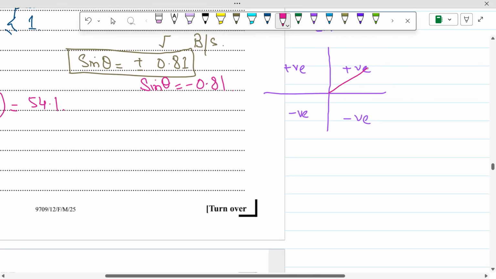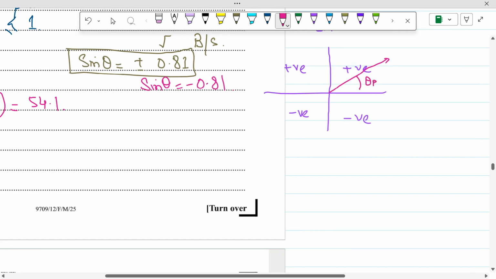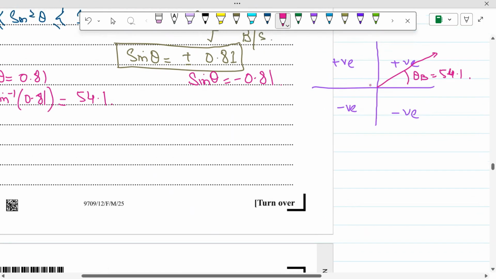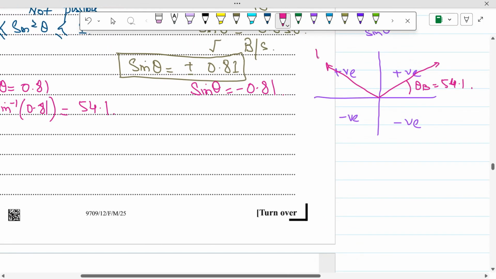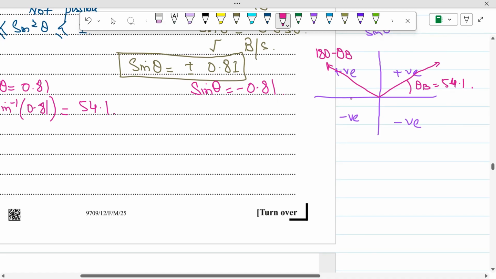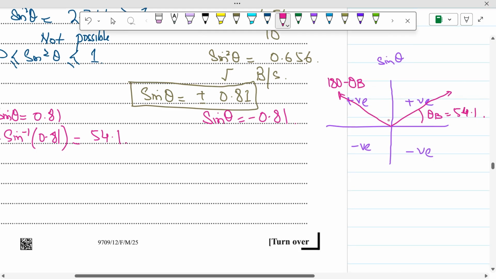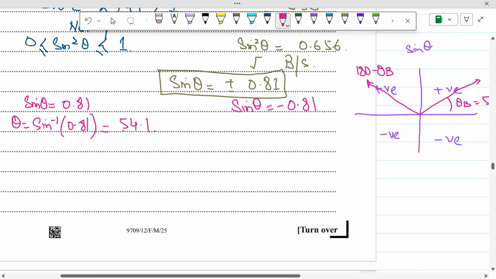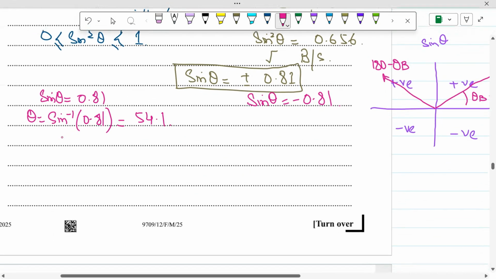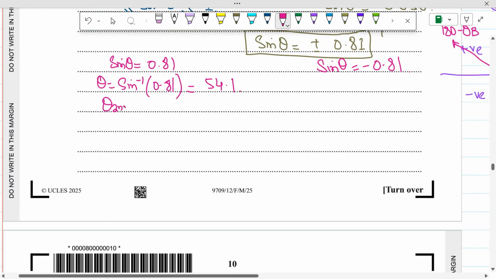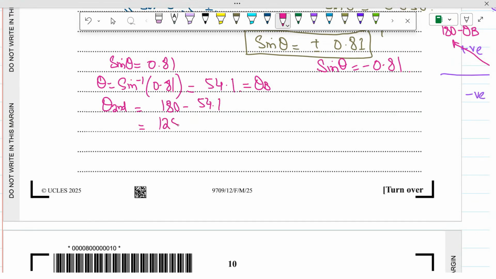So this is the base angle, and this one is 54.1. The angle in the second quadrant can be found by subtracting the base angle from 180. Now for the positive value of sine theta, we will have two angles, which will be in the first and second quadrant. The first quadrant angle we have already calculated. So the second quadrant angle is equal to 180 minus the base angle, which is 54.1, and this one is equal to 125.9.